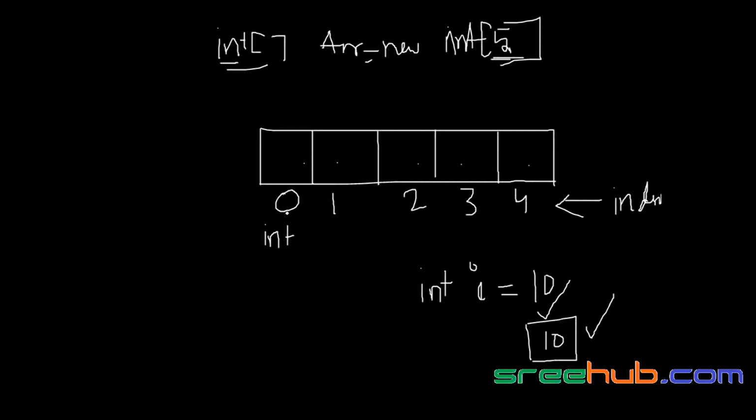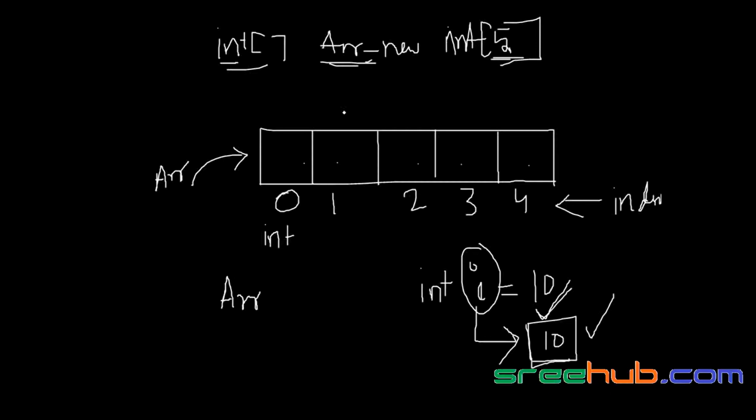Now if you want to say first value, we'll use 0. Now how to define that? This is your ARR, which means this complete block. Now this simple box is defined with a name called I. So whenever you say I, you are representing this. Whenever you say ARR, you are representing this complete set.